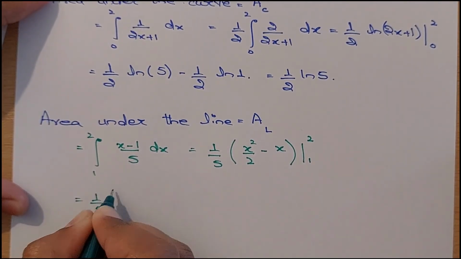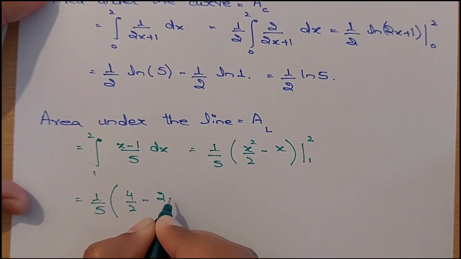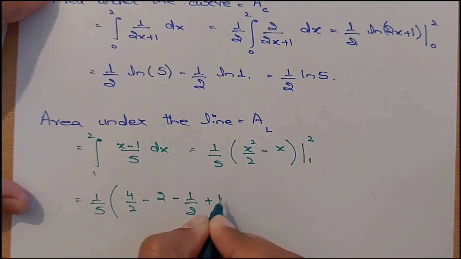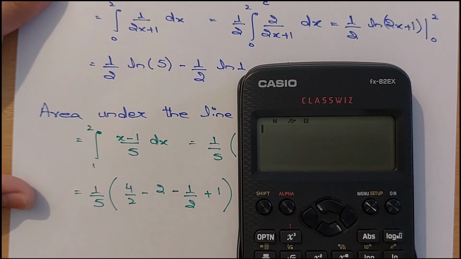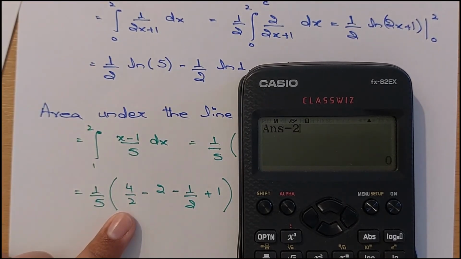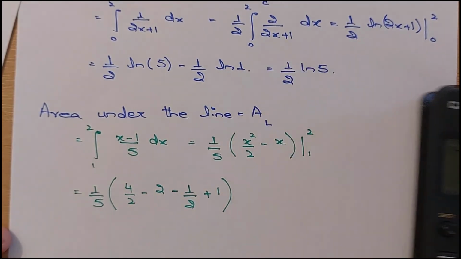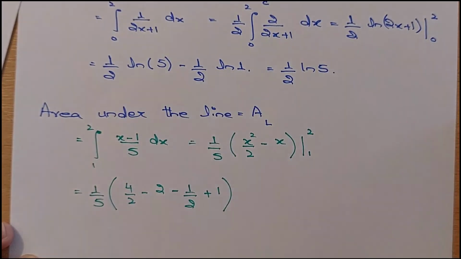1 by 5 is outside. Upper limit is 2. 2 square is 4 by 2, minus 2. Minus lower limit is 1, so minus 1 by 2 and then plus 1. Now let me simplify this. 4 by 2 is 2, subtract 2, that is 0. So 1 subtract 1 by 2 is just 1 by 2, and multiply with 1 by 5, that is 1 by 10.